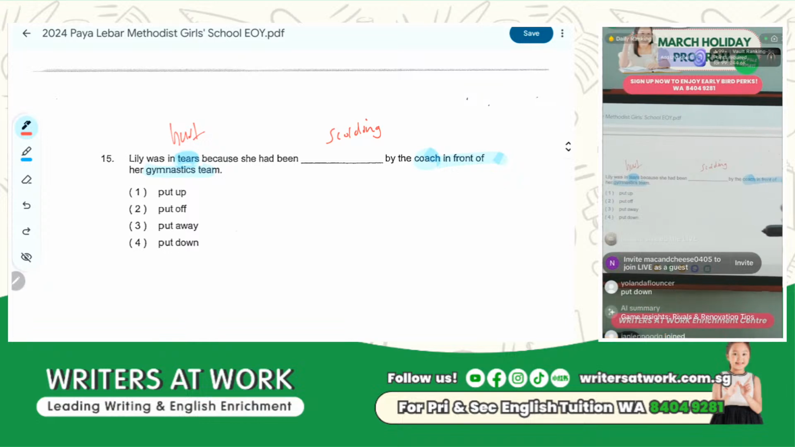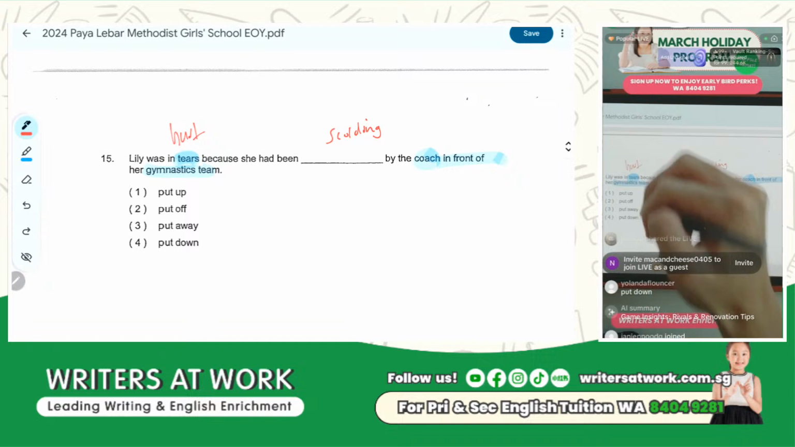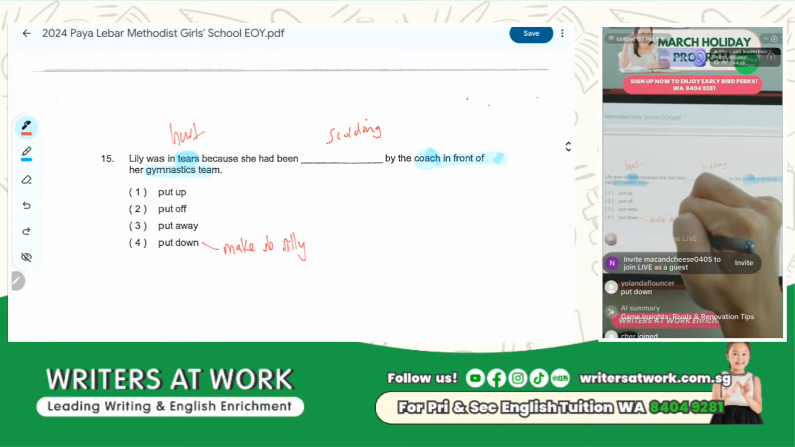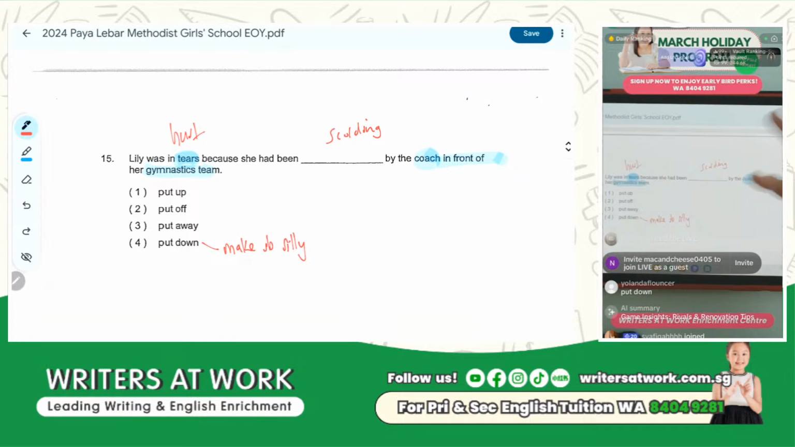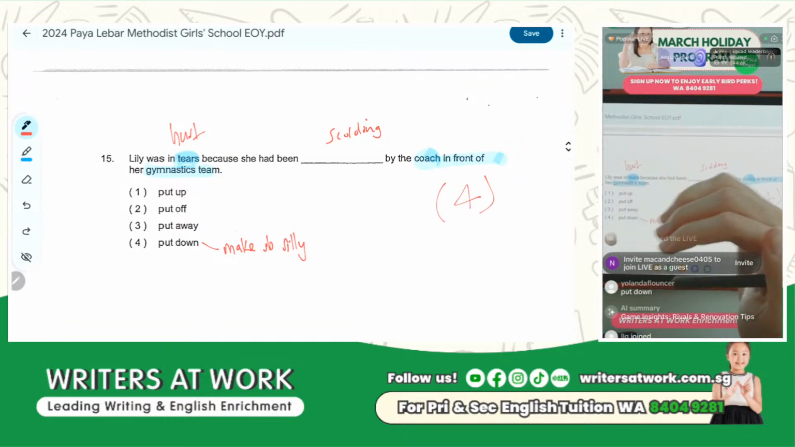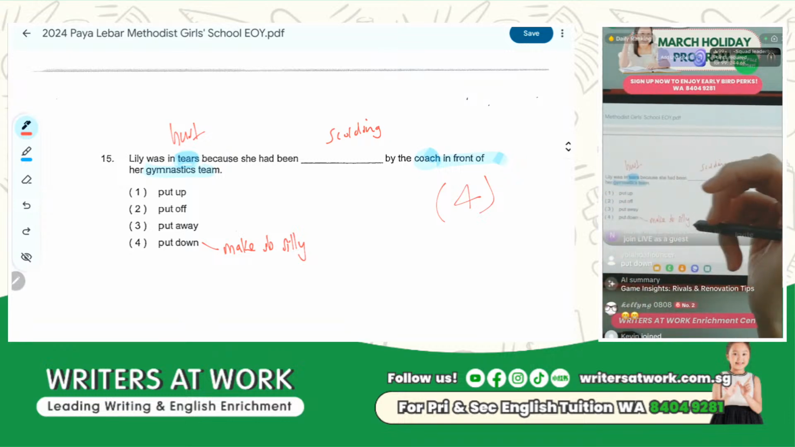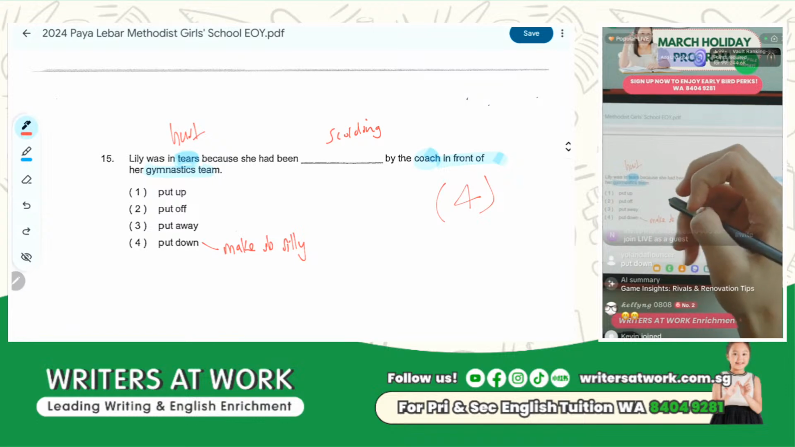Okay, I see somebody's answer here. Put down. For this case, put down means that you make somebody feel silly. This is done by criticizing or saying bad things about the person in front of others. This is our answer. Very good. Now let's take a look at the other options as well. You need to remember the meaning because other papers may test you on some of the other options as the answer.